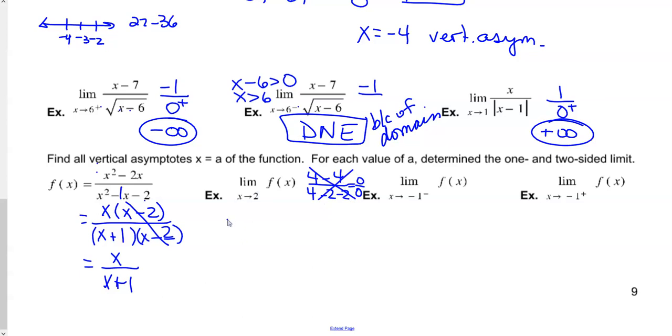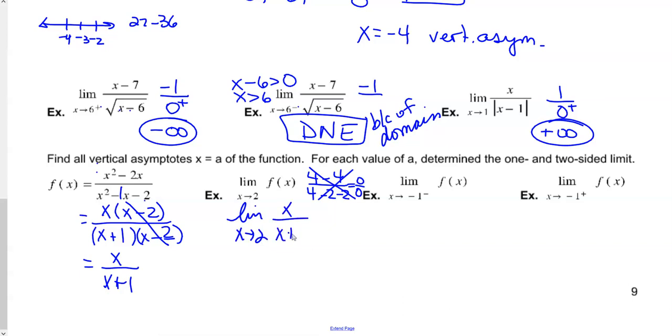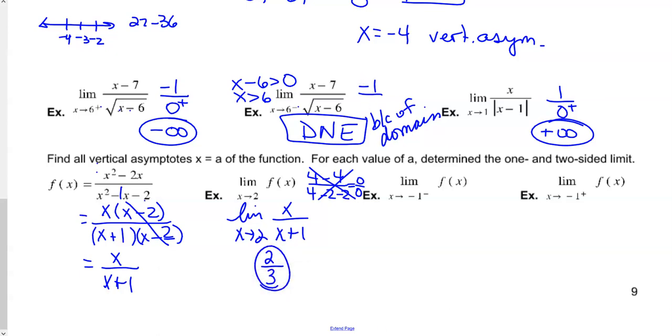Now we really want to find out, okay, what is the limit as x goes to 2 of x all over x plus 1? Well, when I plug in my a value for that, I'm going to plug in a 2 and get a 2, plug in a 2 down here and get a 3. Therefore, I do get a valid number. No vertical asymptotes at this point. The limit is equal to 2/3.